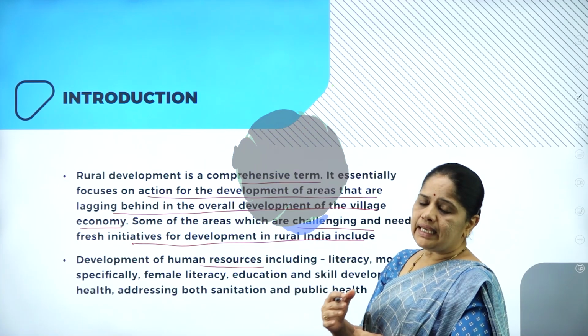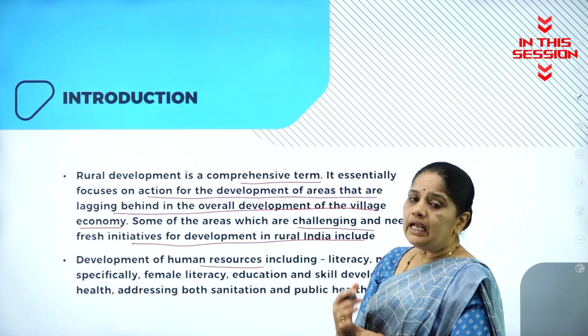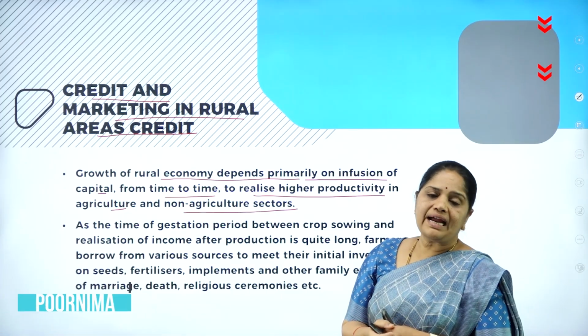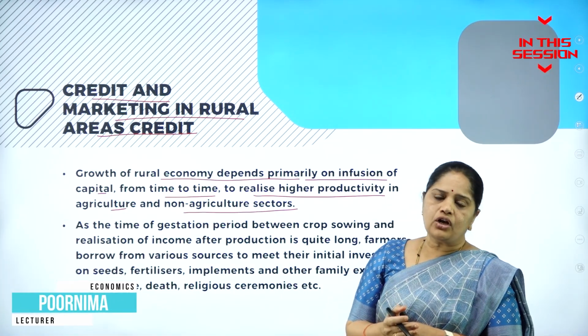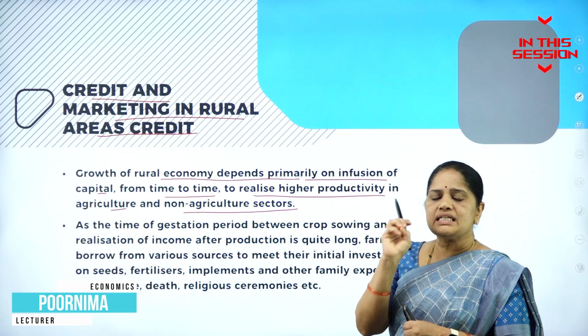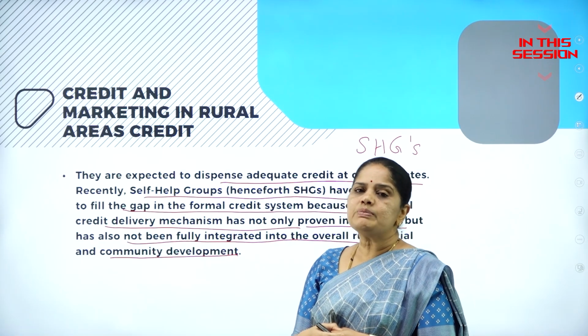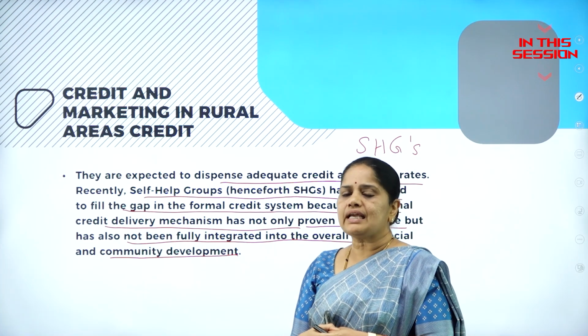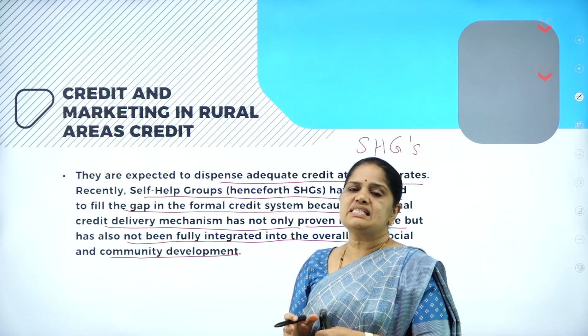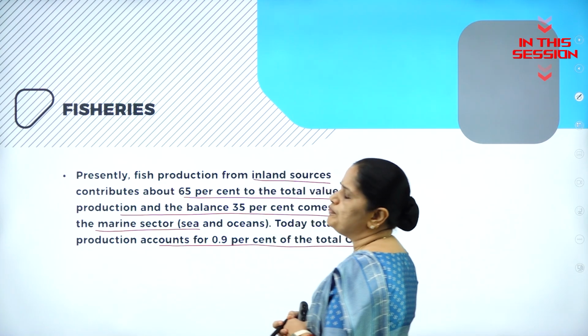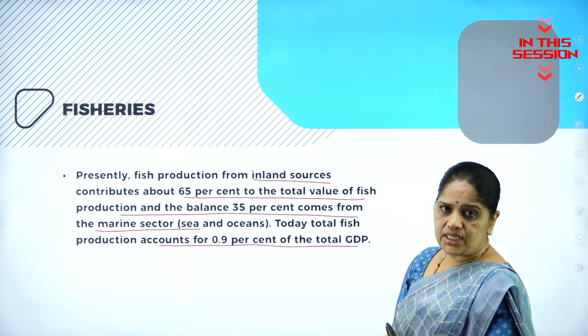So what are those areas where we have to concentrate in order to see that the village economy improves? We can find a growth in the rural economy only when you inject capital into the rural economy. So these self-help groups, they are actively participating in the microcredit system. Today, fish production accounts for 0.9% of the total GDP.